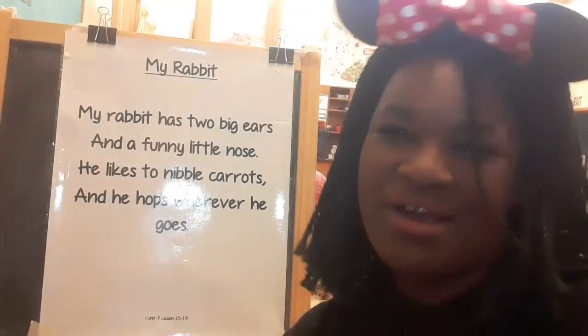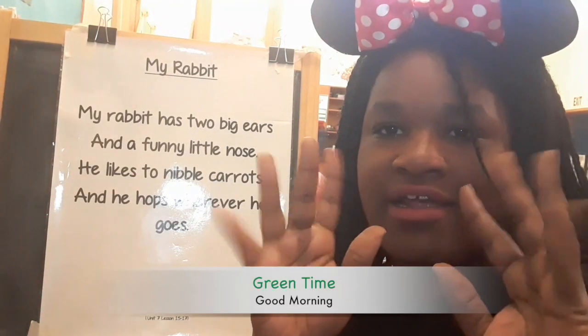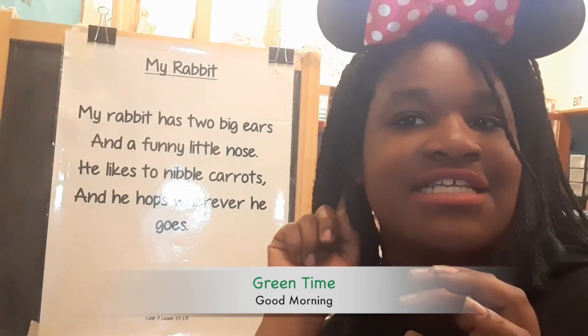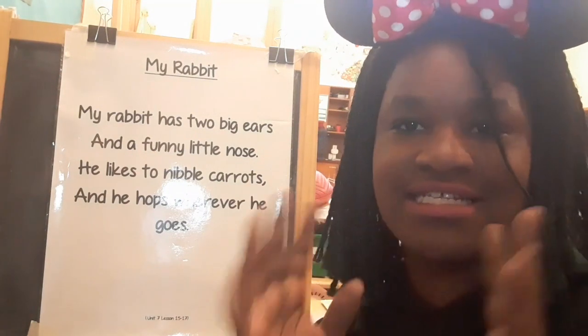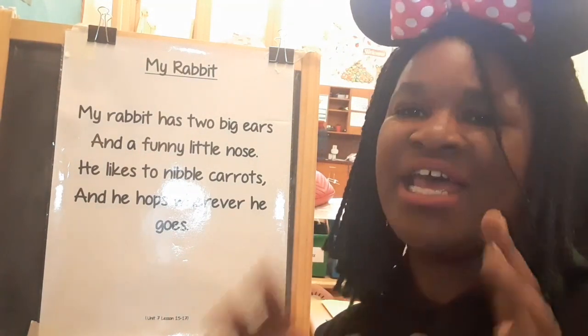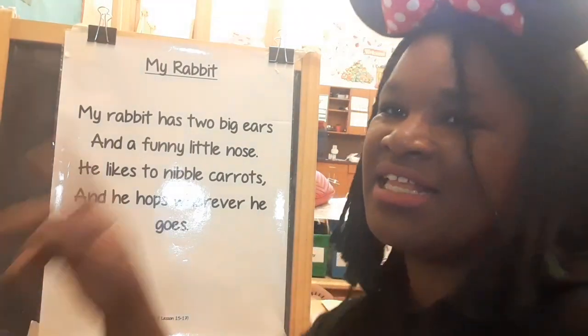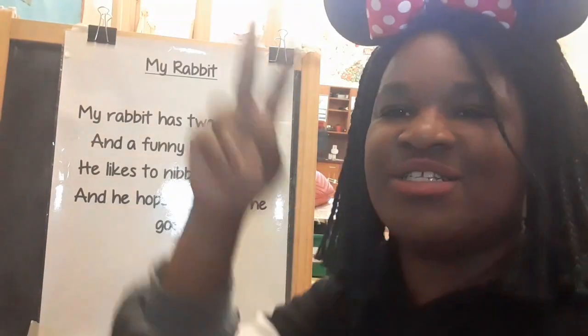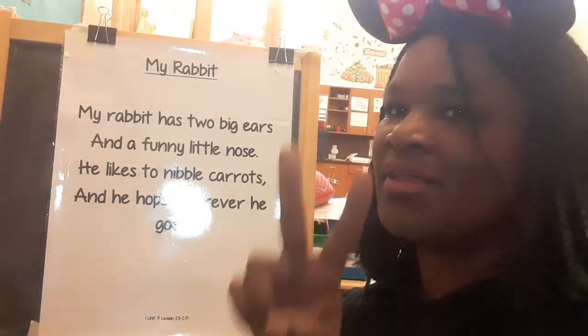Thank you. Next game. All right, you guys, it's time to do our finger play again. We're going to do it with our fingers, but this time we are going to listen to hear if we hear any words that sound the same, any rhyming words. Here we go. Get your hands ready. The title is My Rabbit. 2 ears. Here we go.